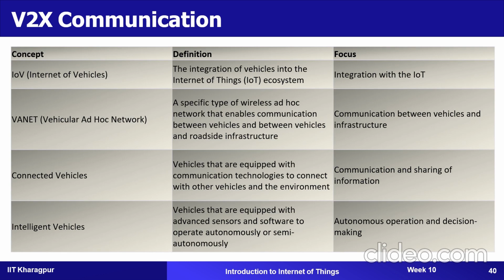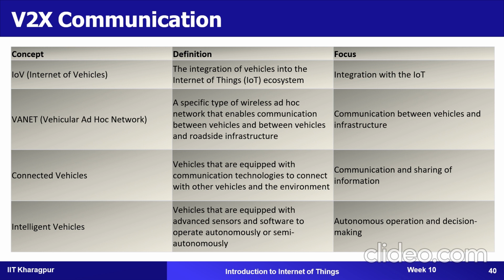Now since we were talking about Internet of Vehicles, VANETs, connected vehicles, and intelligent vehicles, these are very similar terms. So there might be confusion about what exactly is the difference between all these different terms. First is the Internet of Vehicle. Internet of Vehicle means the integration of vehicle with your Internet of Things. So basically it focuses on the integration with your IoT.